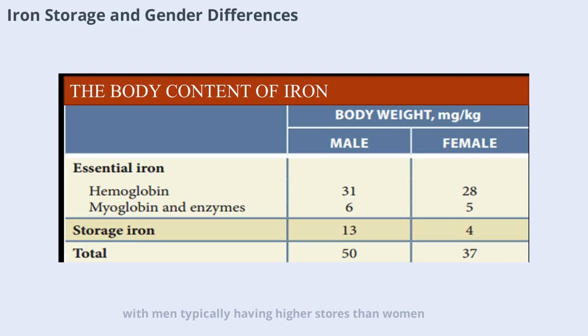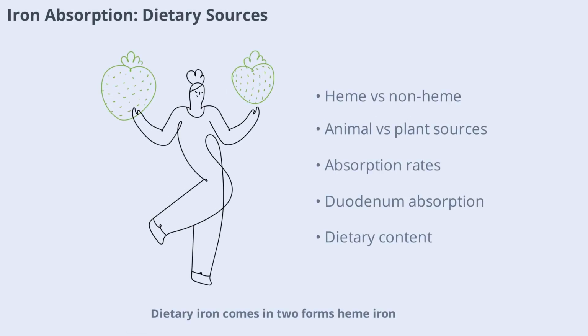Iron content varies by gender, with men typically having higher stores than women. This difference has clinical implications, especially in reproductive age women. Dietary iron comes in two forms: heme iron, found in animal products like meat and fish, and non-heme iron, found in plant foods such as legumes and leafy greens. Heme iron is absorbed more efficiently than non-heme iron.